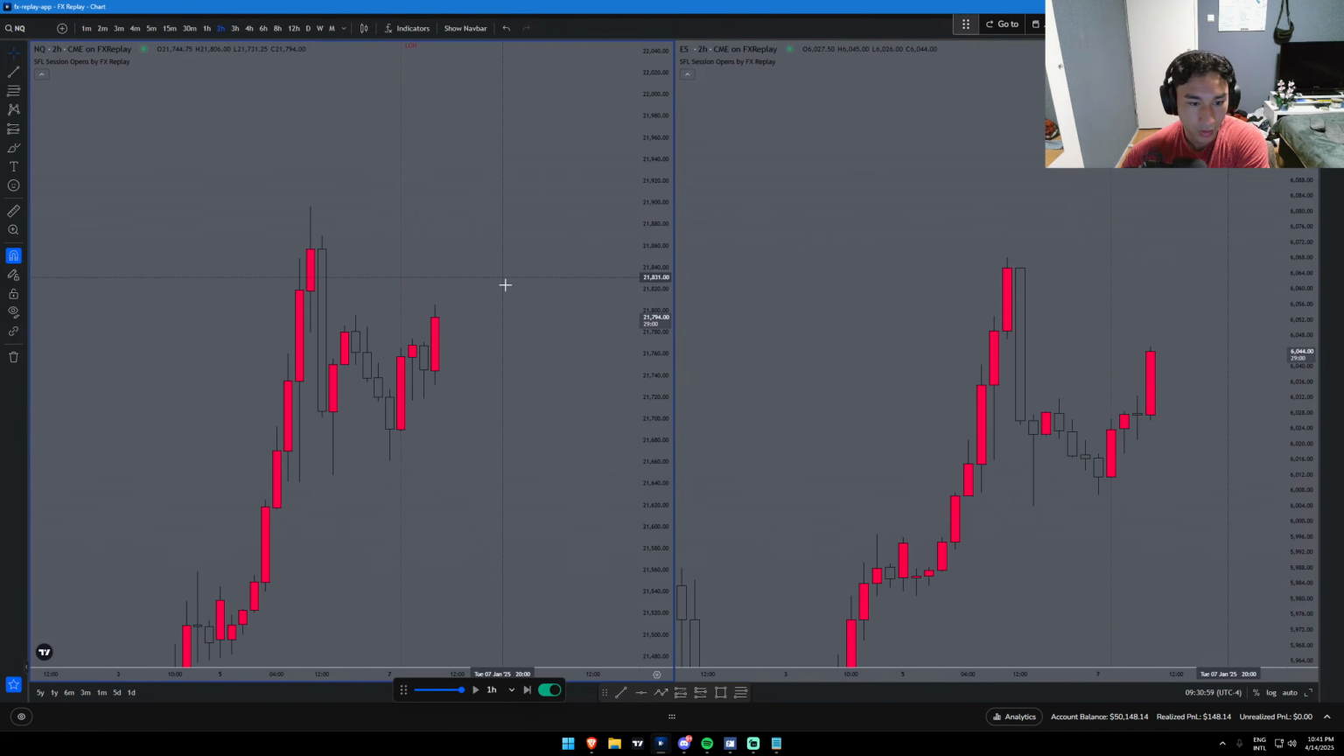Still bearish. Looking for this to hold, which we are above it. Yeah, we are above that now. Then I'm marking out the range here.